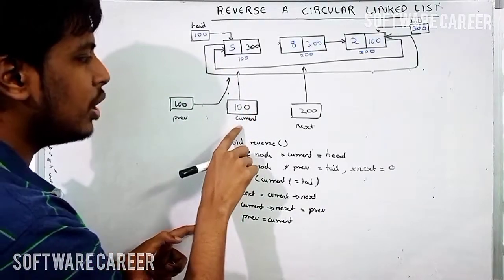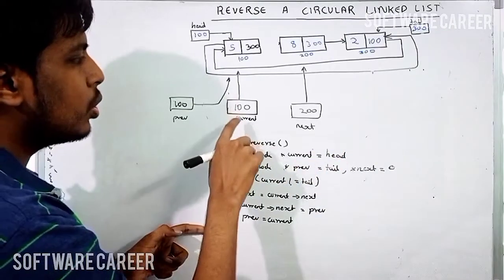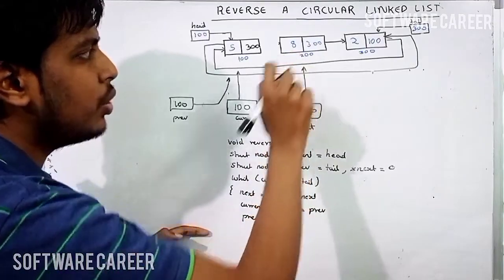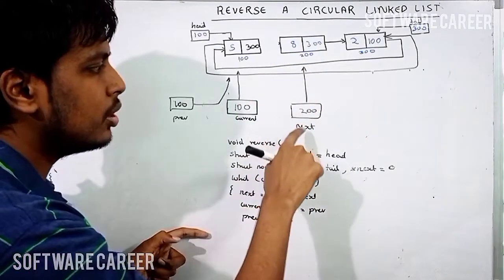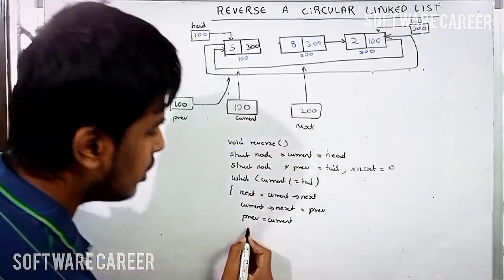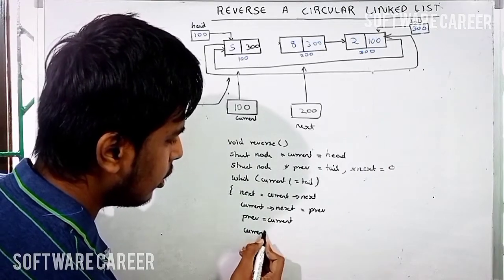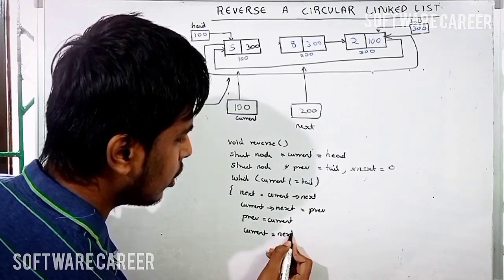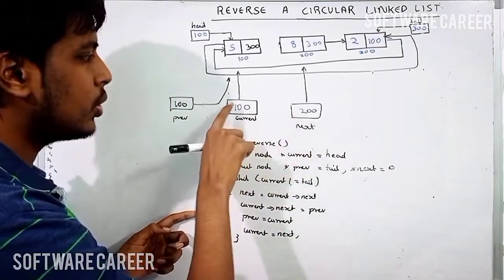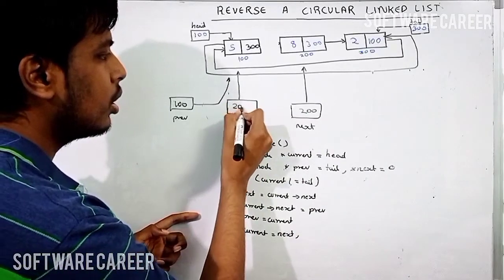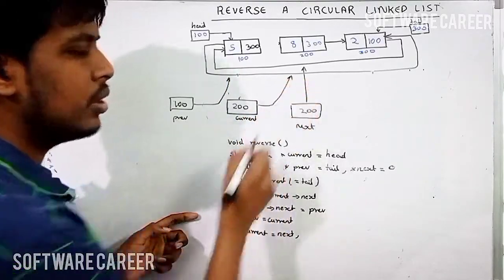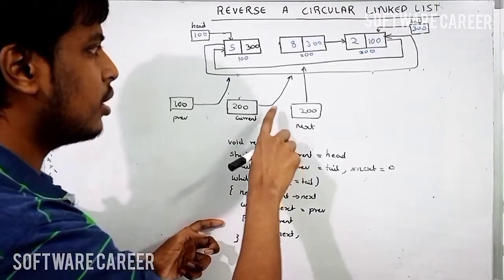Now you should move the current pointer one step ahead. You should store the address of the second node into current. The address is 200. From where can you get 200? 200 is stored in the next pointer. So you should store the next pointer into current. So I am writing current equals next. Now see, next is 200. 200 is stored in current. So this pointer gets cancelled and the current pointer is pointing to the second node. Now you have finished the first iteration.